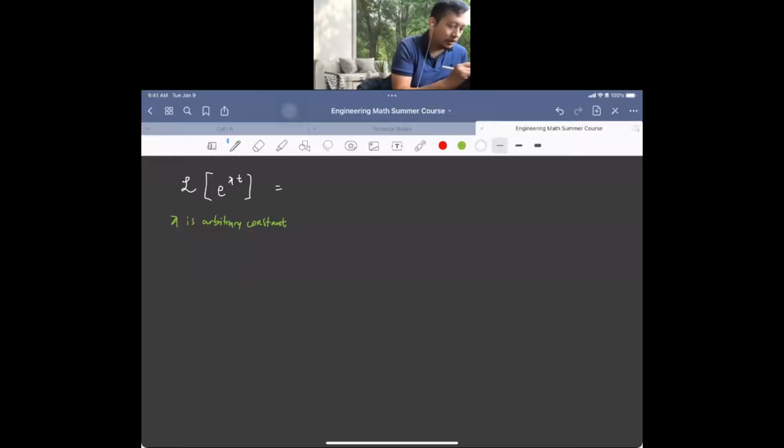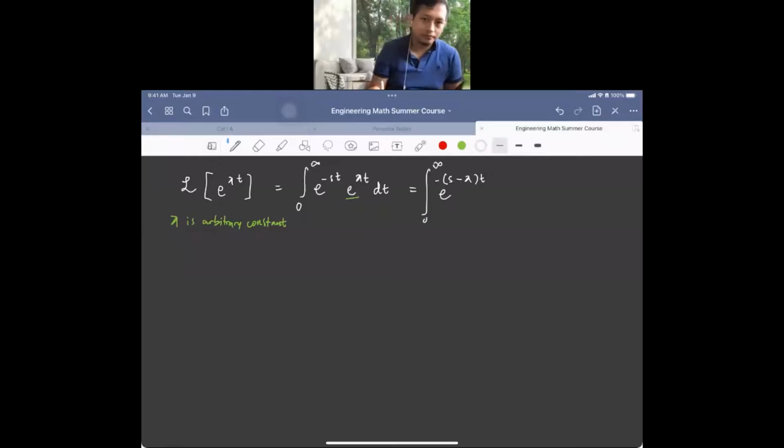Now this means we are integrating from 0 to infinity e to the negative st, and then the function e to the power of lambda t, dt. We can combine these two exponents. It's actually negative st plus lambda t, but let me factor out the t. This is negative s minus lambda, and then dt.